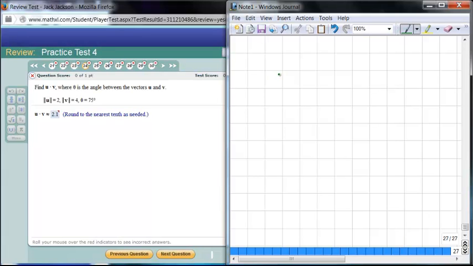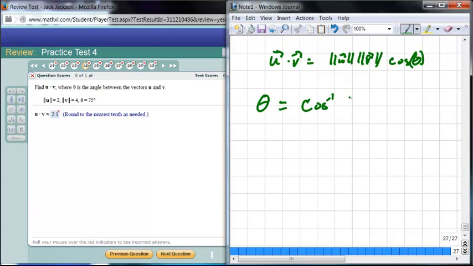Find the angle between the two. Okay, so we know that the dot product is the norm of u times the norm of v times the cosine of the angle in between. So if we solve for the angle in between, the angle in between is the inverse cosine of, so we're going to take the dot product, divide by the two norms. That'll give you the cosine of the angle, then do an inverse cosine.